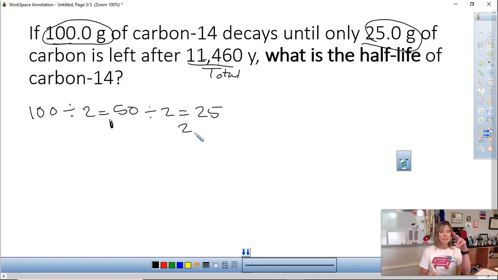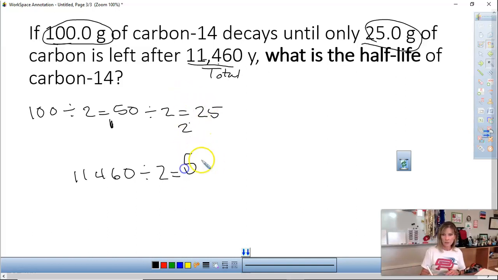Okay, so that means, let's see, what's the half-life? Well, the total amount of time that it took is 11,460 years. If I decay it twice, it's 2 half-lives, 1 and 2. If I decay it twice, how much is 1 half-life? So 11,460 divided by 2, 5,730 years. That's the amount in 1 half-life.